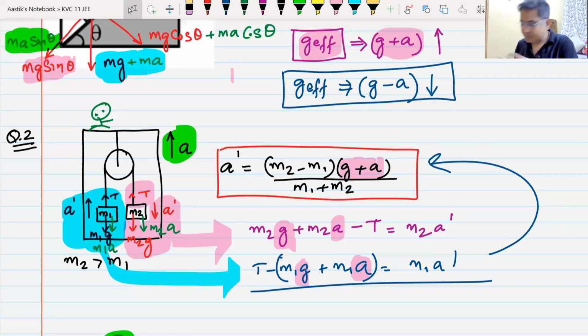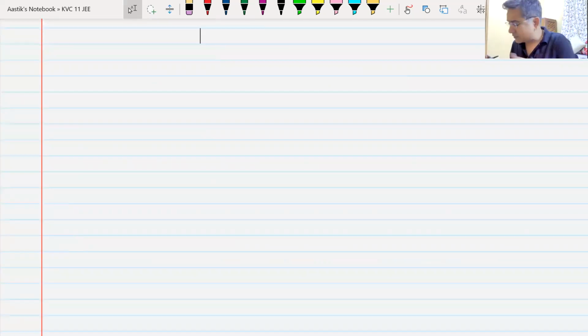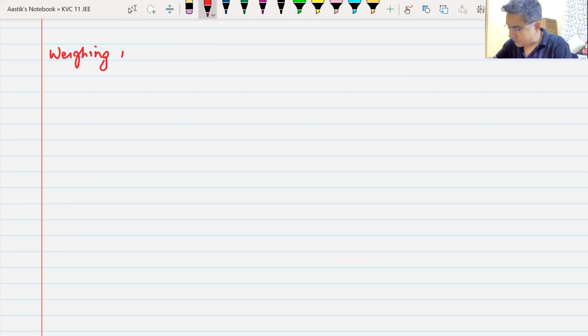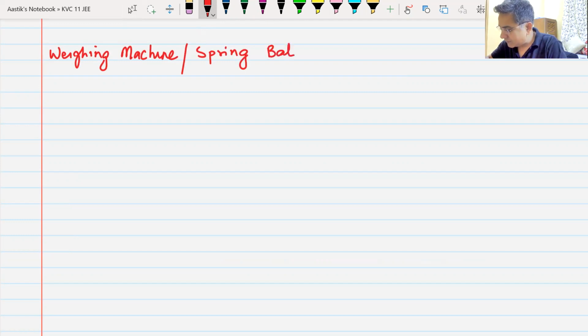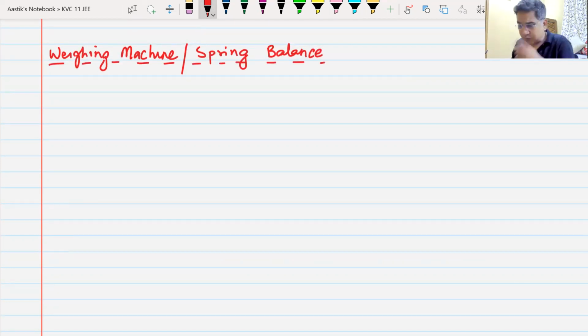And the next topic is a very small one, but we can have some questions on this. The next topic is the topic of weighing machine and spring balance. I'm just clubbing them together because they are of the same concept. What do you mean by a weighing machine and what do you mean by a spring balance? Most of you would have used a spring weighing machine. Some of you might have used a spring balance as well.